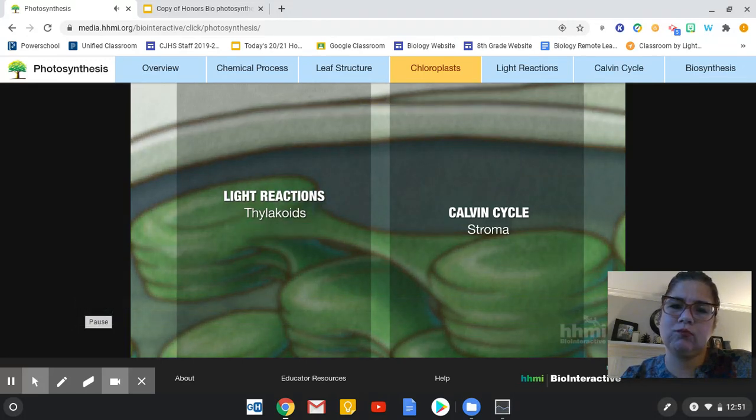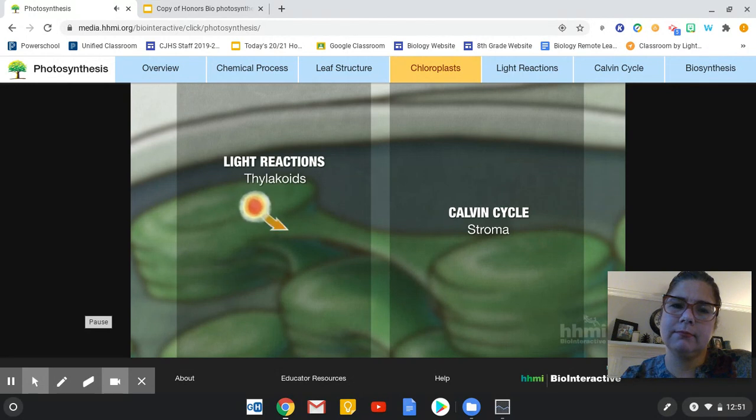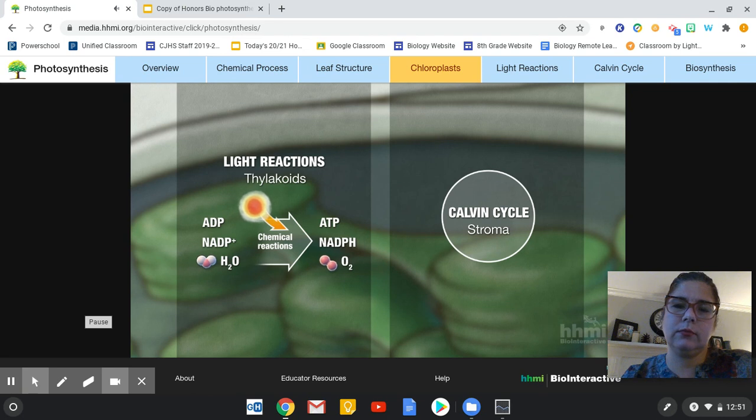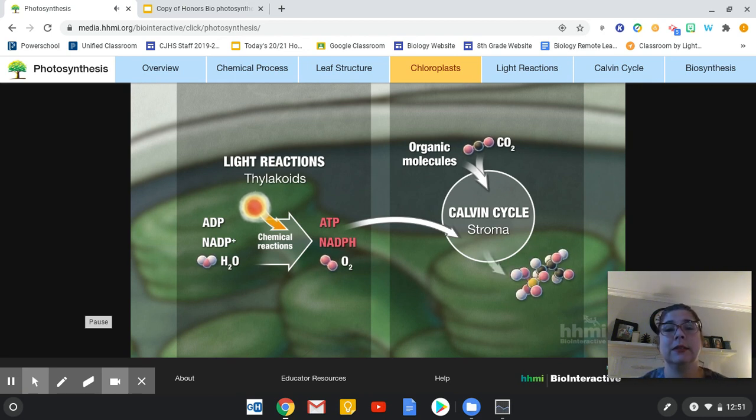In the thylakoid membranes, the light reactions transform light energy to chemical energy. Light energy drives the formation of ATP molecules from ADP and of NADPH molecules from NADP+ and electrons. Along the way, water molecules are split and oxygen is formed, which can be released into the atmosphere. In the stroma, the Calvin cycle reactions use the chemical energy of ATP and NADPH to combine carbon dioxide from the air with organic molecules to form new molecules like the sugar G3P.